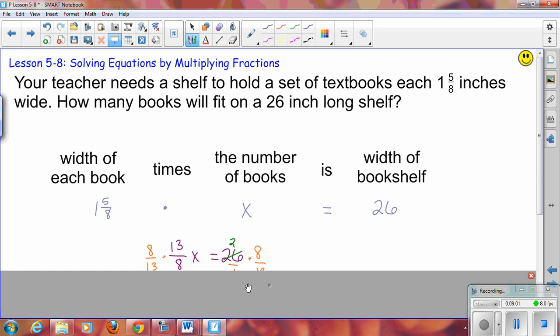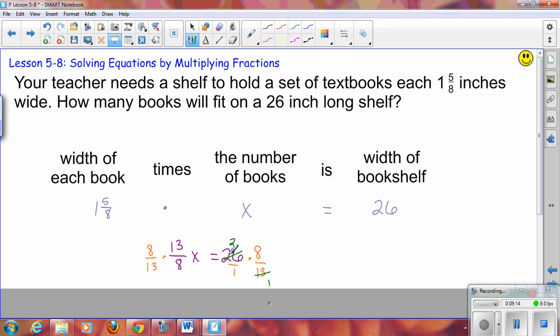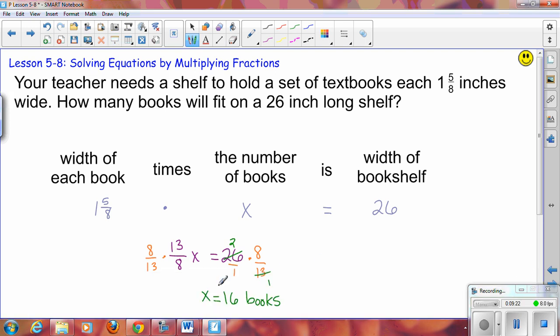And then we multiplied both sides by the reciprocal, which is 8 over 13. Over here, 13 and 26 are both divisible by 13. The 13 divides down to 1, and the 26 divides down to 2. And move it back up so I can hit that x. When you multiply that out, 2 times 8 is 16. 1 times 1 is 1. We don't need to put that as a denominator, so you can fit 16 books on that shelf.